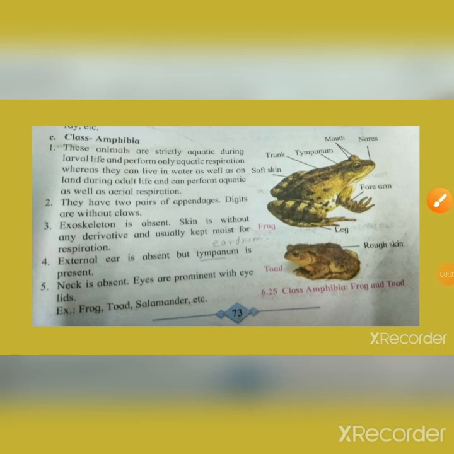These animals are strictly aquatic during larval life and perform only aquatic respiration, whereas they can live in water as well as on land during adult life and can perform aquatic as well as aerial respiration. They have 2 pairs of appendages. Digits are without claws. Exoskeleton is absent. Skin is without any derivatives, usually kept moist for respiration. External ear is absent, but tympanum is present. Neck is absent. Eyes are prominent with eyelids. For example, frog, toad, salamander, etc.